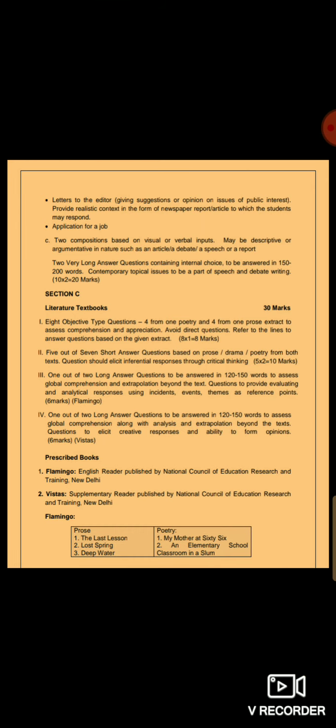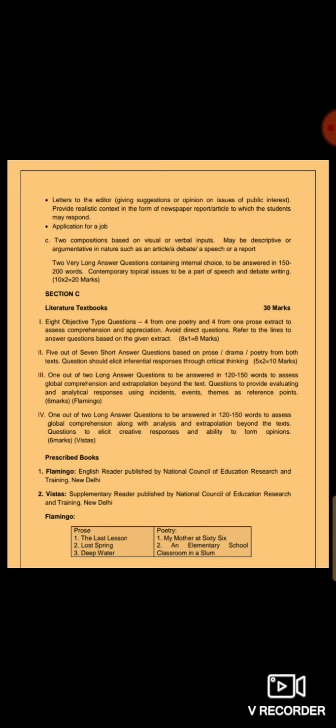Next, 1 out of 2 long answer questions to be answered in 120 to 150 words, and it will be asked from Vistas. The just previous question will be asked from Flamingo, and this question word limit is same, and the same global comprehension or extrapolatory question will be asked from your supplementary reader Vistas. So this is the question paper pattern, 30 marks.